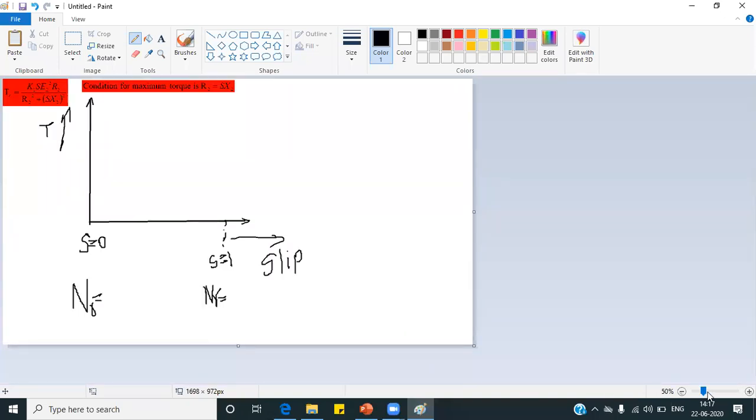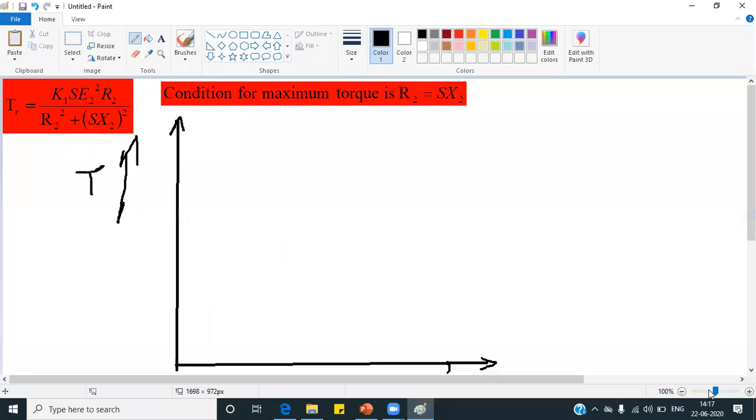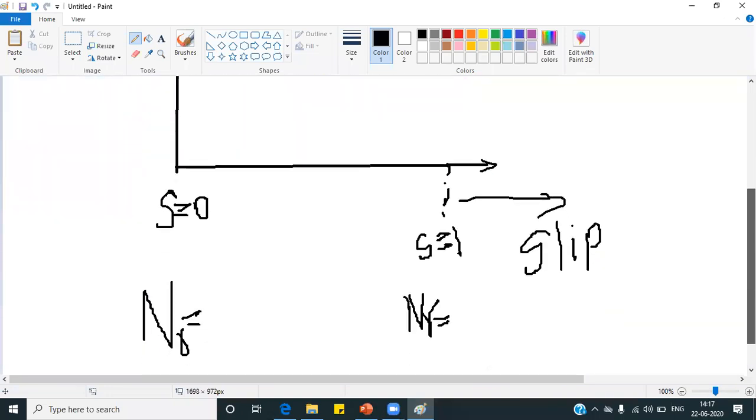Let me minimize somehow. Okay, there is only 100 or 50% zoom. Now you can see the screen. On the x-axis I have taken slip. When I am walking on the x-axis, slip increases. So slip is 0 and slip is 1 here. Now my question is, what is the value of rotor speed when the slip is equal to 0?